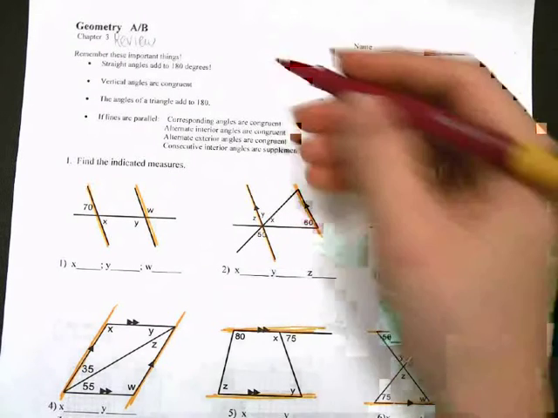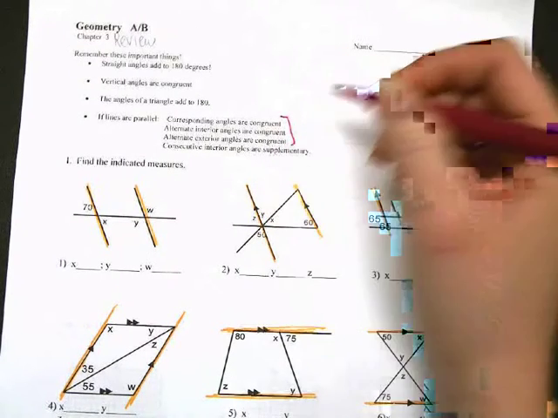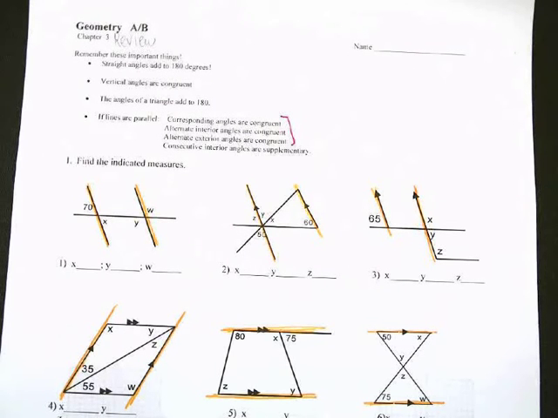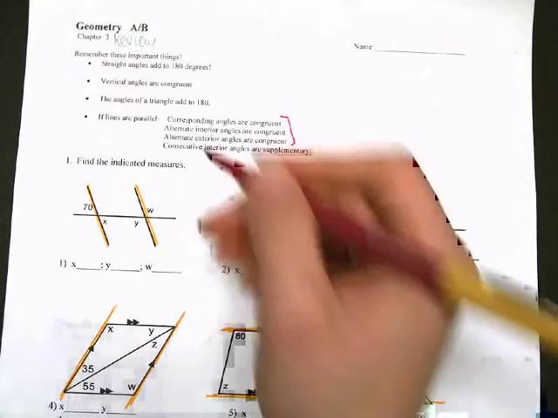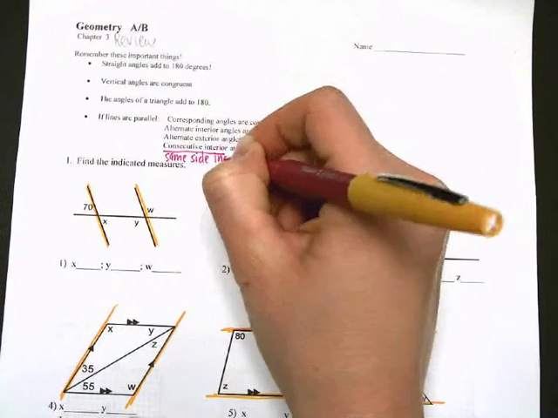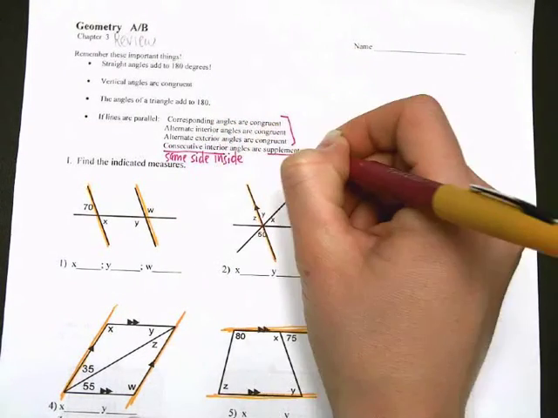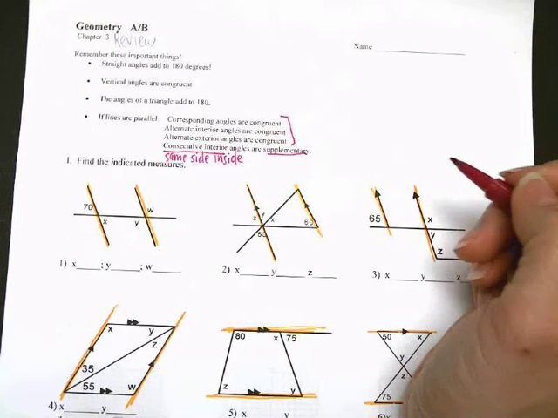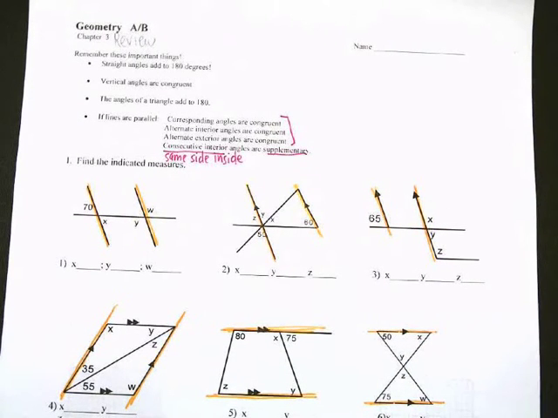If lines are parallel, then corresponding, alternate interior, and alternate exterior angles are congruent. Consecutive interior, that means same side inside. Those angles are supplementary. Okay? So when we look at this first page, I've highlighted all the parallel lines, and we want to take the angle relationships and apply them to find all the other angles.